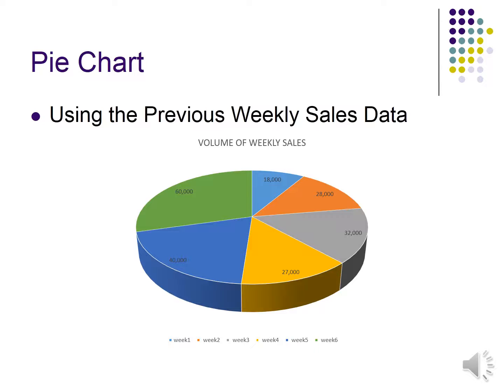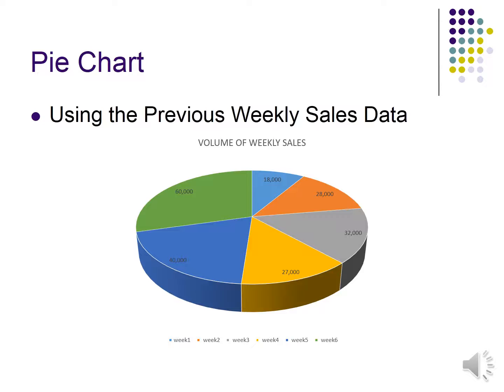Week 1 is represented by the light blue, which is where I have the console now, of 18,000. Week 2 from the key is represented by the orange, which is 28,000. Week 3 is represented by the ash, which is 32,000. Week 4 is represented by yellow, which is 27,000. Week 5 is represented by the darker blue, which is 40,000. And week 6 is represented by green, which is 60,000. So we have a typical pie chart.